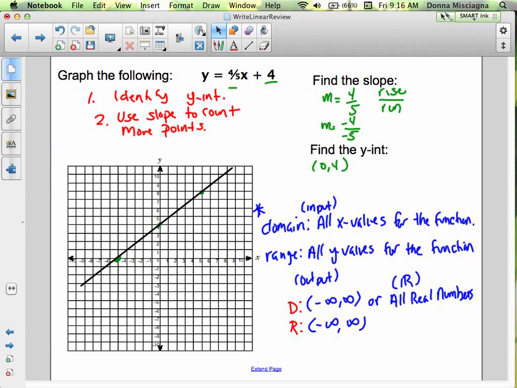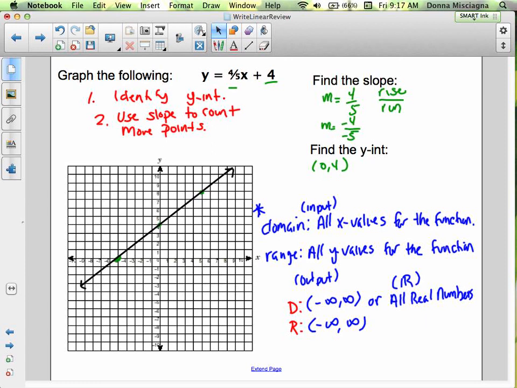We'll take that. All right, so there's our line, and we should put arrows on our line because it's going to keep going in both directions. Speaking of where our line is going to, let's talk about domain and range. In all the functions we're going to be working with this year, we're always going to identify our domain and our range. And I believe I put the definitions there in your notes.